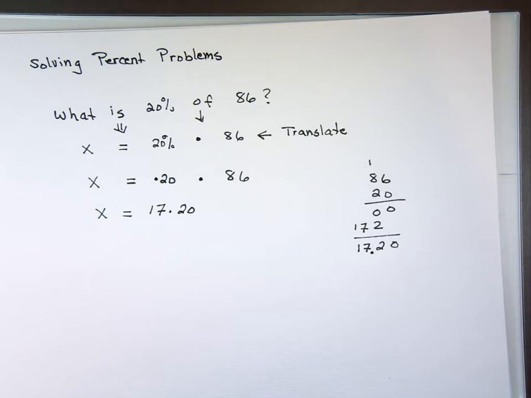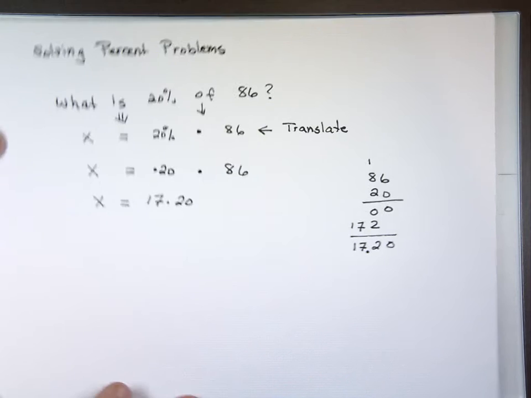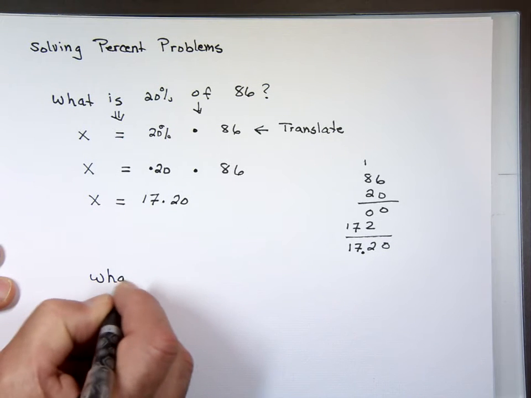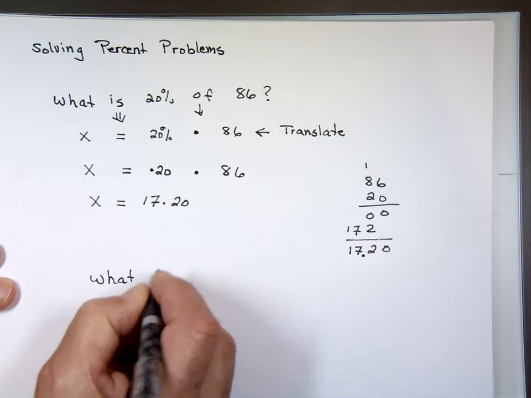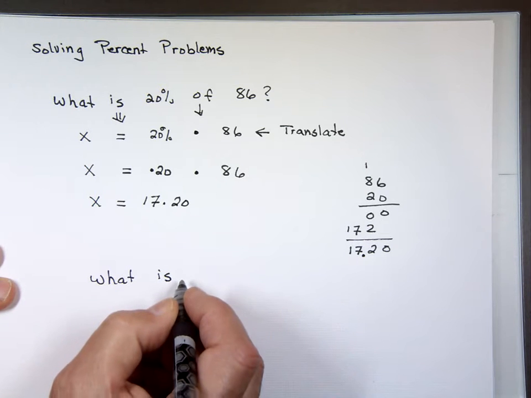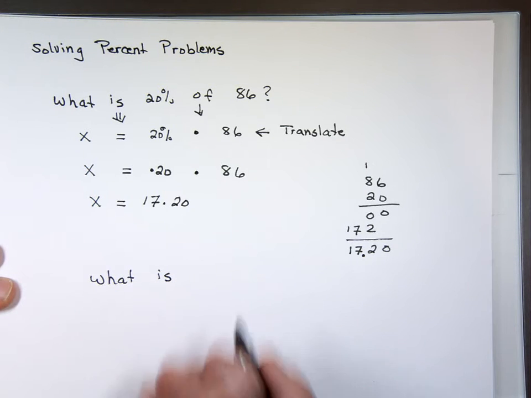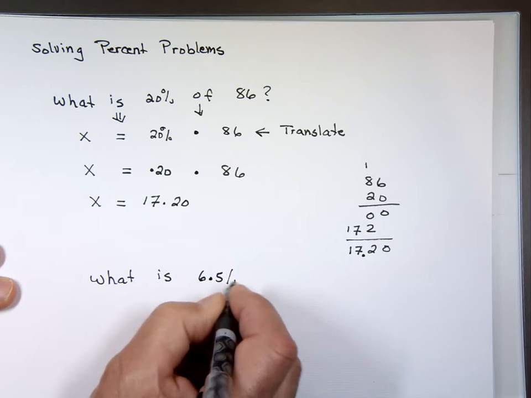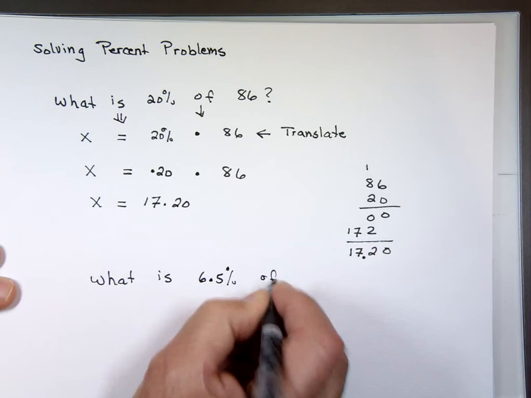So when you see is, you always make it equal. When you see of, you always make it multiplication. Another one. Let's say you're buying a car. Sales tax in Massachusetts is what? 6.5%? What is 6.5% of the price of the car?